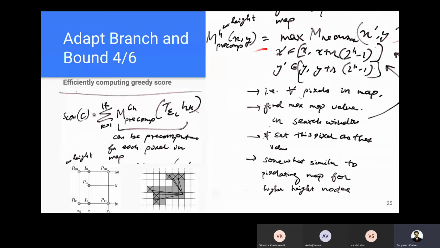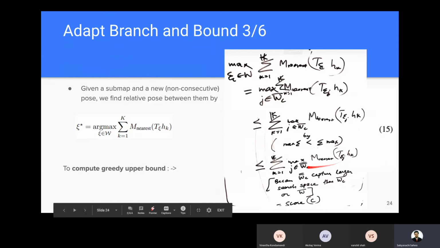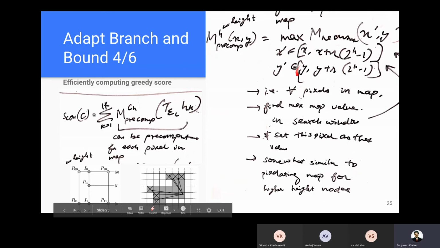Essentially, your m_h pre-comp is nothing but the max. This max over j in omega_wc is being written with x' and y', which is nothing but this: for all the pixels in the map, you find the maximum map value in the search window and set this pixel to that value. So let's say this is a pixel, this is a pixel, and so on, and you find the maximum map value in the search window.